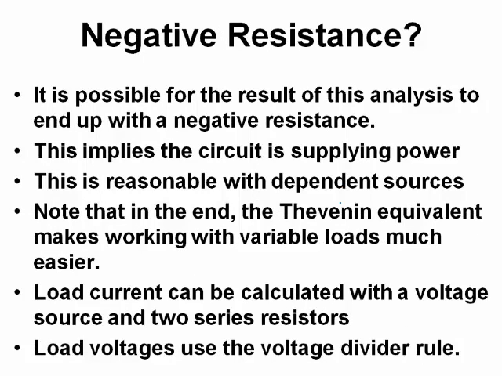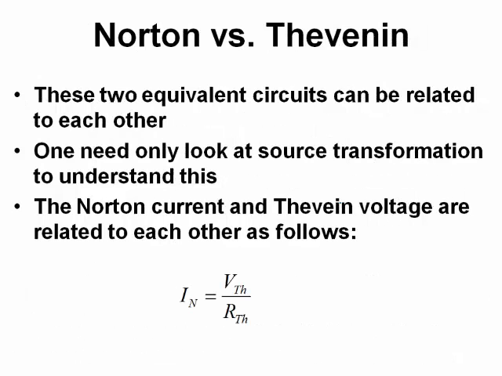Now, when you put dependent sources in the mix, sometimes you can come up with a negative value for our Thevenin. That just means that the circuit is supplying power. Nothing wrong with that, nothing wrong with getting a negative answer. It is almost a theoretical condition, but it's like all of the loads are supplying some power to it.